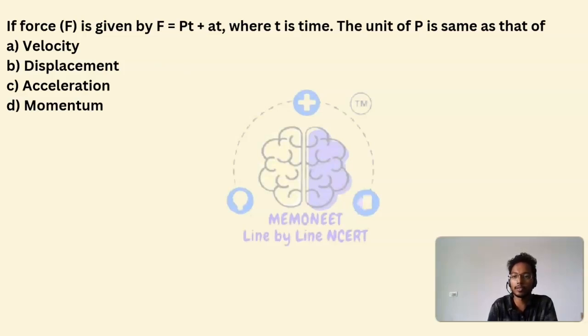If force F is given by F = Pt + At, where t is the time, the unit of P is same as that of. Okay. तो क्वेश्चन क्या पूछ रहा है, हमारे पास एक इक्वेशन है जो फोर्स का इक्वेशन है, F = Pt + At. ओके, सो द यूनिट ऑफ P is same as that of, हमको बताना है यूनिट ऑफ P. ओके, सो फोर्स का डायमेंशनल फॉर्मूला क्या लिखेंगे, M¹ L¹ T^-2.